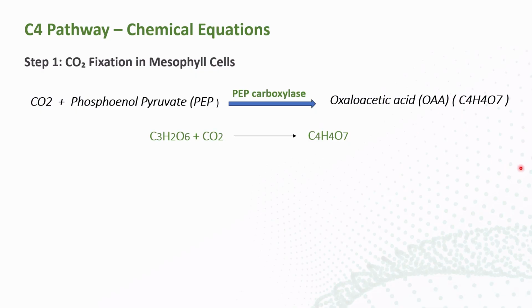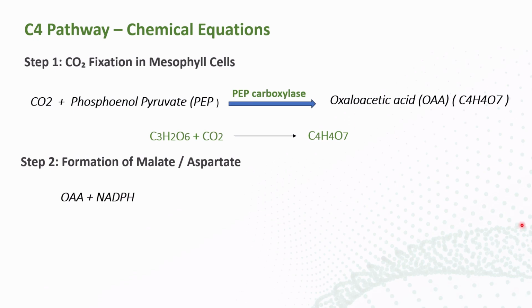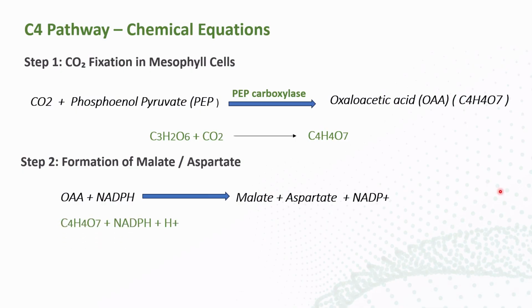Okay, if we move on to the next step, what is the next step? That is the formation of malate or aspartate from this oxaloacetic acid. What happens here is the oxaloacetic acid combines with NADPH in the presence of protons to form malate and aspartate molecules. Both of them are 4-carbon compounds only. Here there is no removal or addition of carbon dioxide, but the 4-carbon compound converts into another 4-carbon compound with the help of energy released from the light reaction process.